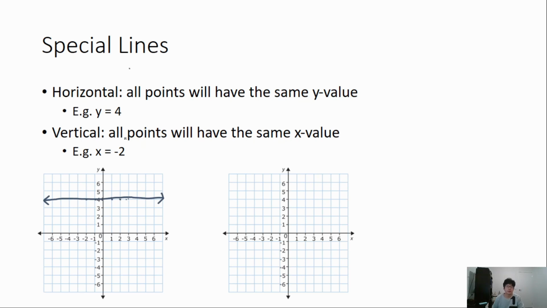For a vertical special line, all points will have the same x value. An example here is x equals -2. If it's always got the same x value, that means it's going to be a vertical line. So it's a little bit counterintuitive, but there we go. If x equals something, it means it's a vertical line, and if it's y equals a constant number, it means it's a horizontal line.